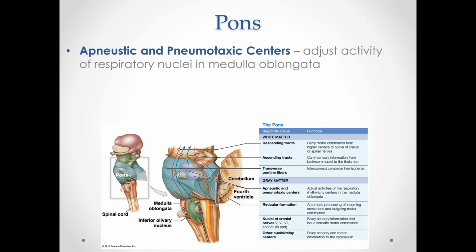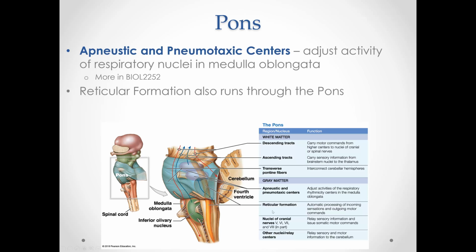So two of the centers in the pons, I'm just going to mention them now and then you're going to learn more next semester. The apneustic and pneumotaxic centers are these two centers inside the pons. They're shown in purple in this image. These adjust the activity of the respiratory nuclei in the medulla oblongata. And again, we're going to go into more detail next semester when we talk about the respiratory system.